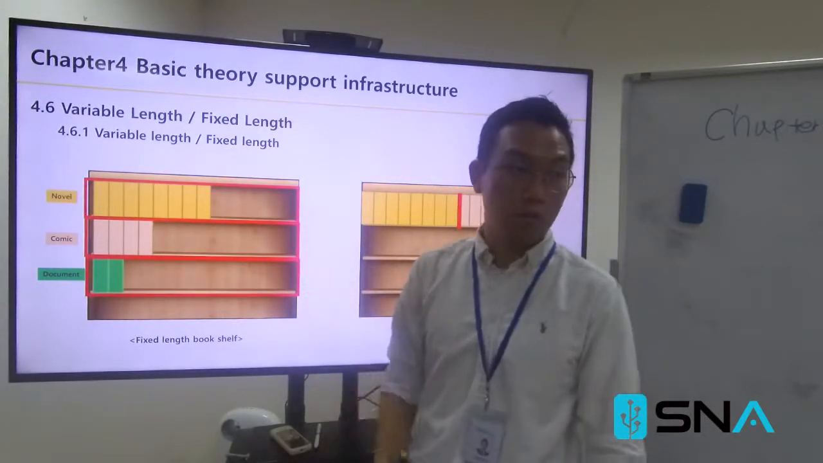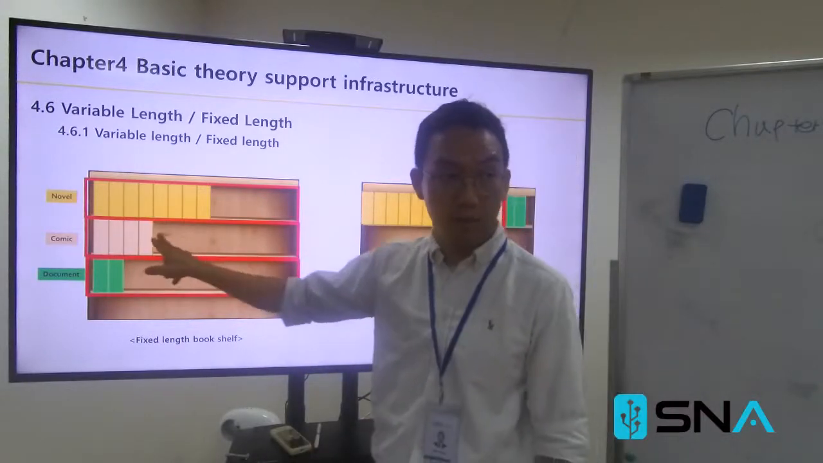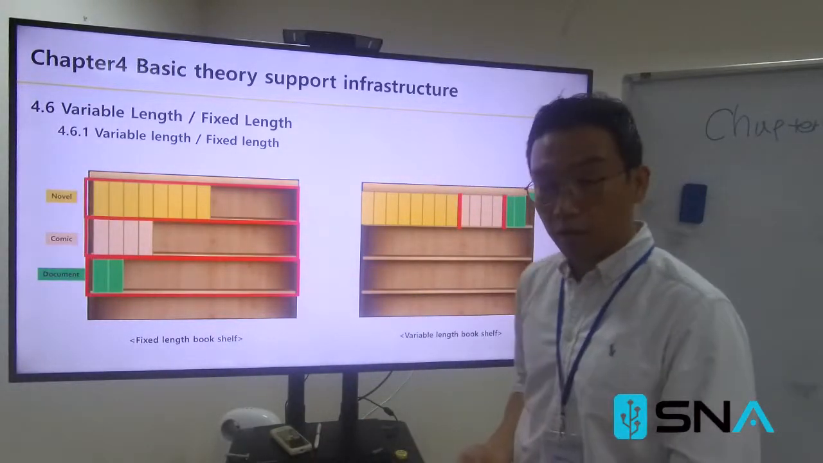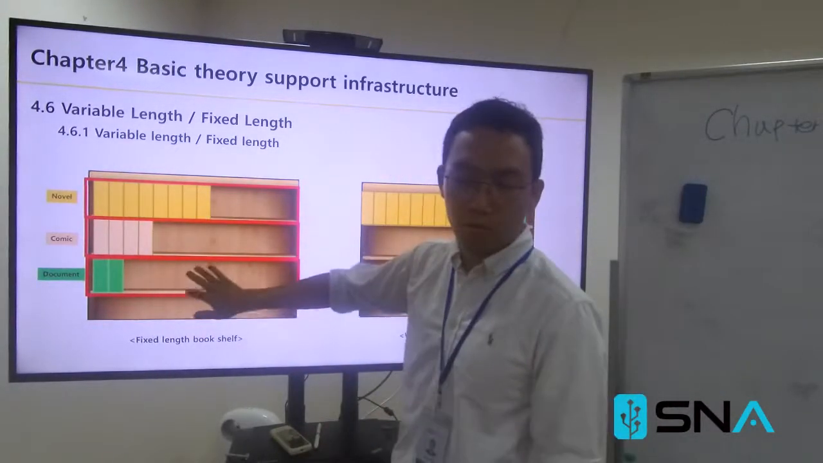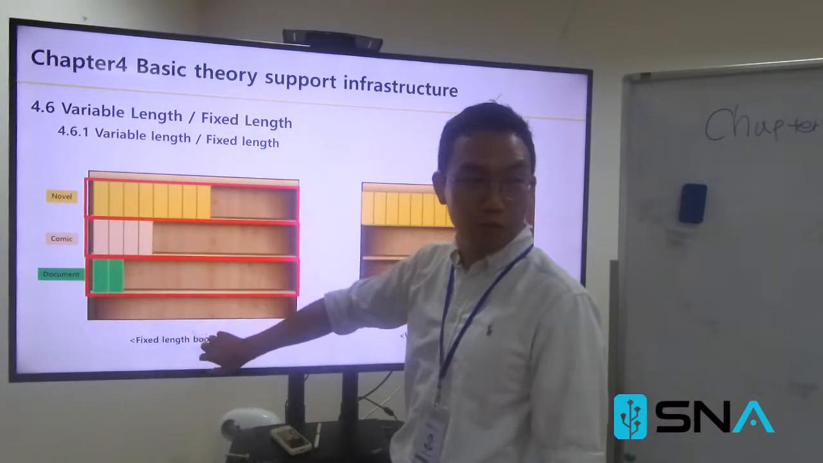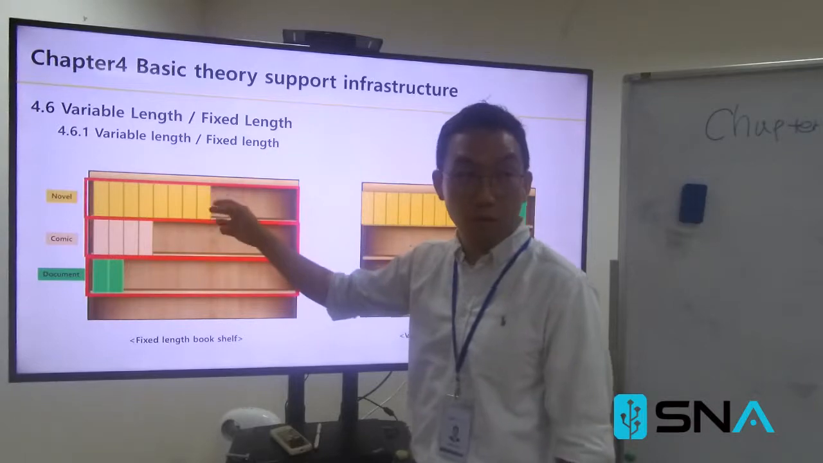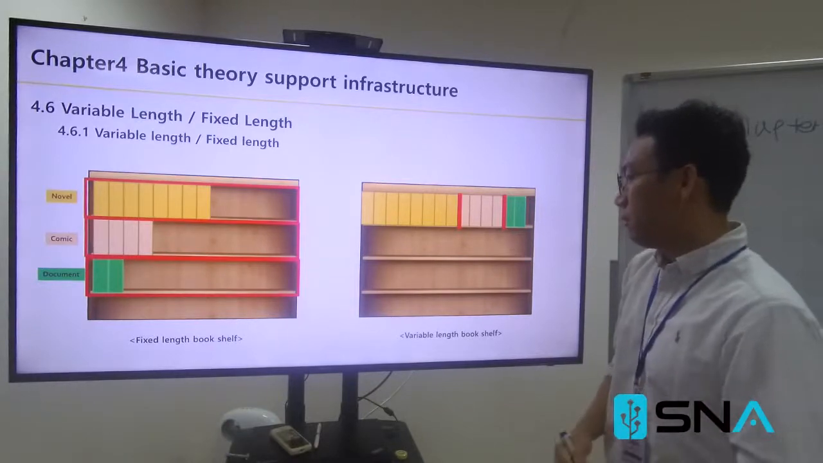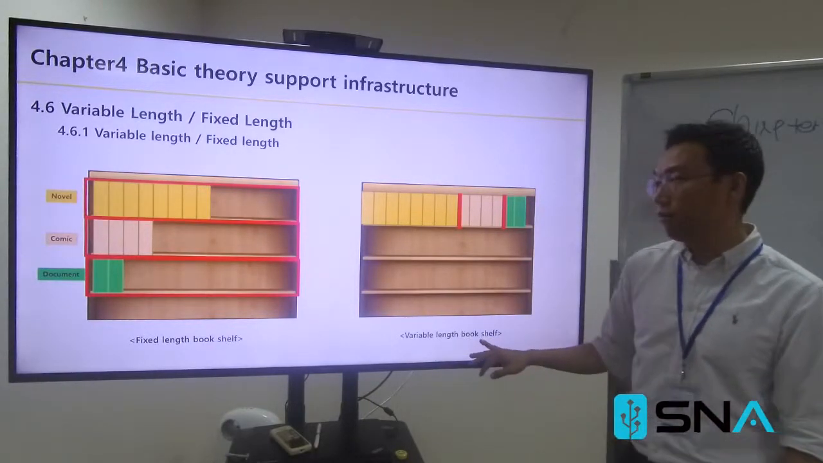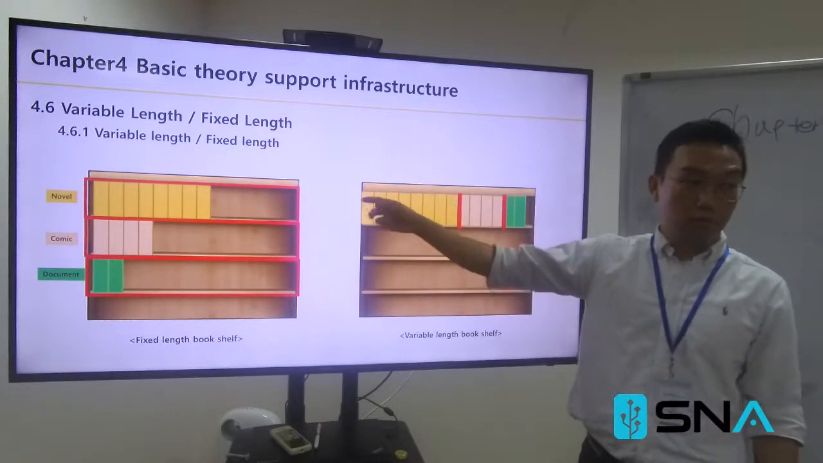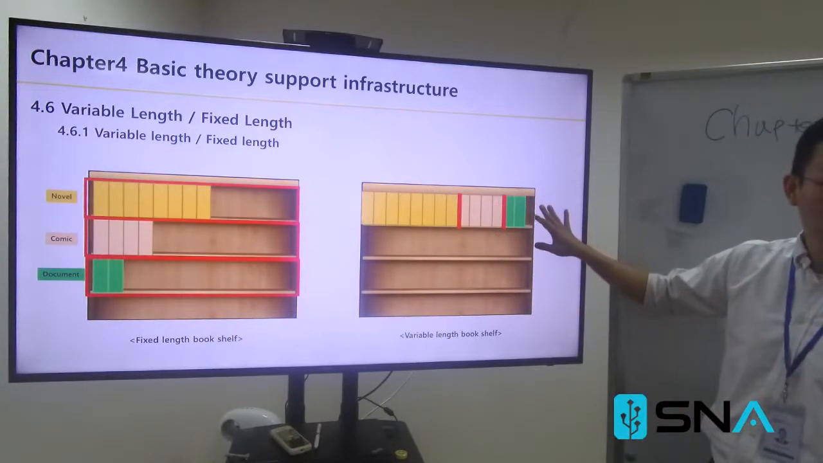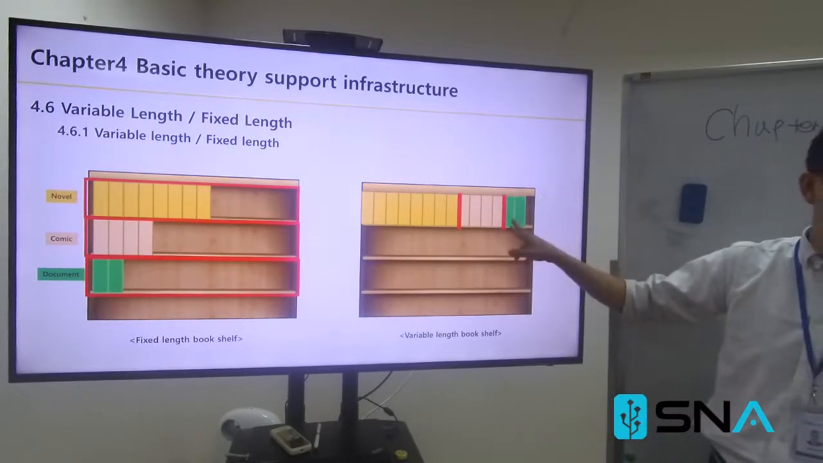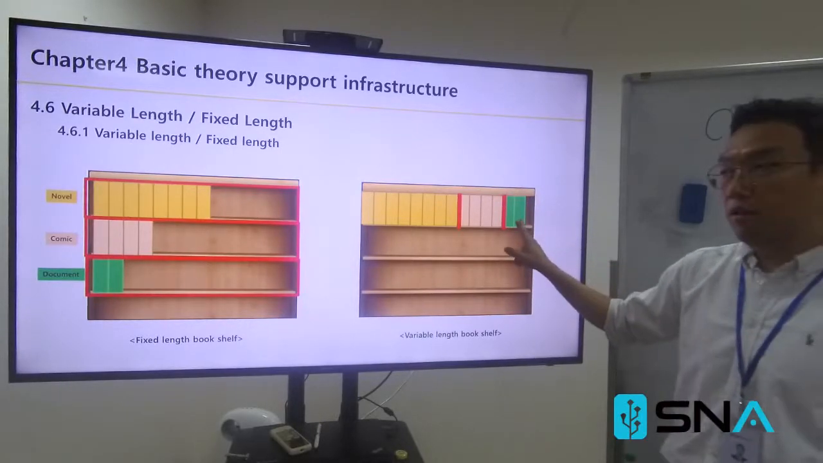It wastes space and locations, but it is easy to find things. Oh, I want a novel, I want a document. Already arranged data, arranged books. Otherwise, variable length needs only one side; it can store full books, novels, comics, and documents, but they are hard to find.